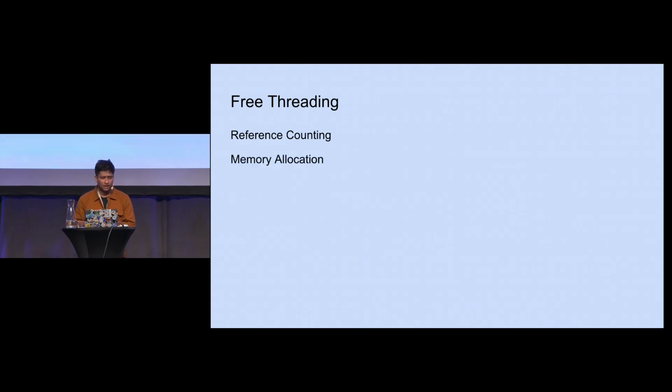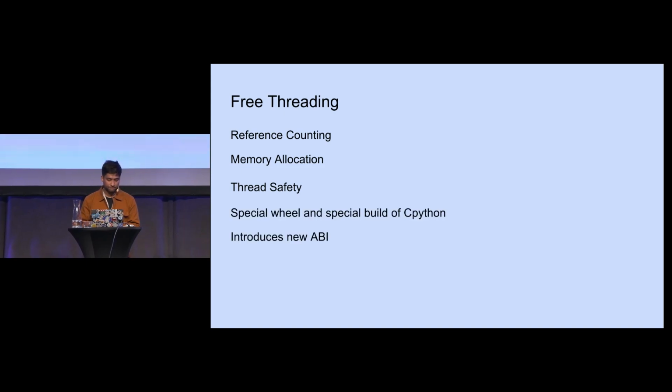There are also other improvements for free threading, such as memory allocation. They rewrote everything from scratch. And there's also a concern about thread safety, because once you remove the GIL, you are on your own, and you have to make sure that you create locks in such a way that there won't be any deadlocks. There are also special changes for CPython, and we need to make sure that every library we use in our code also supports this. And there are new ABI changes, which make backward compatibility hard.